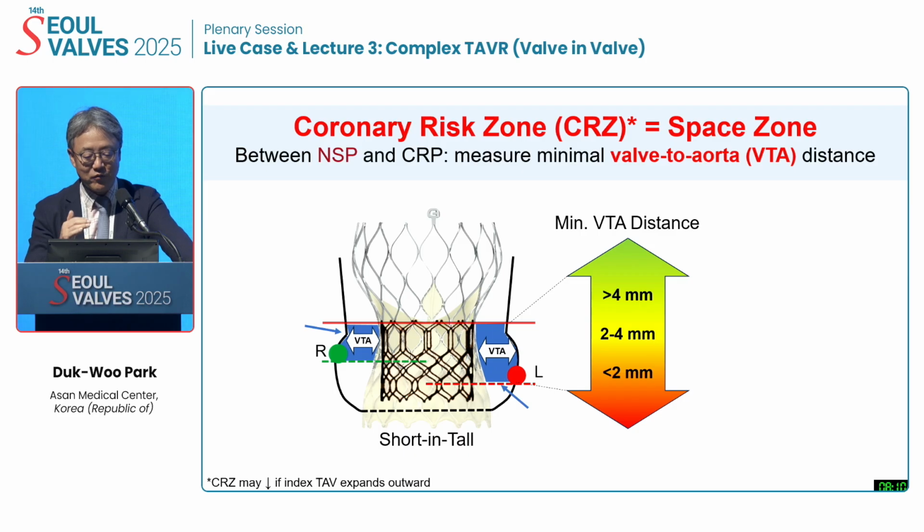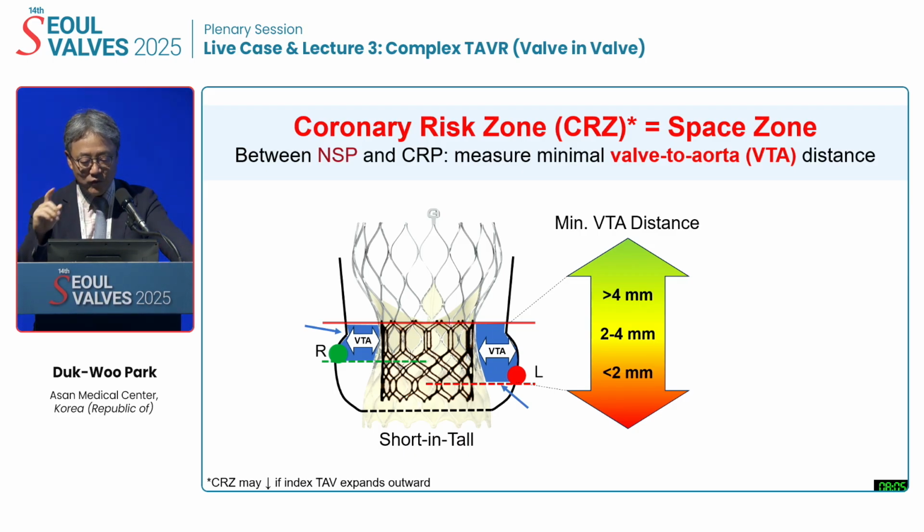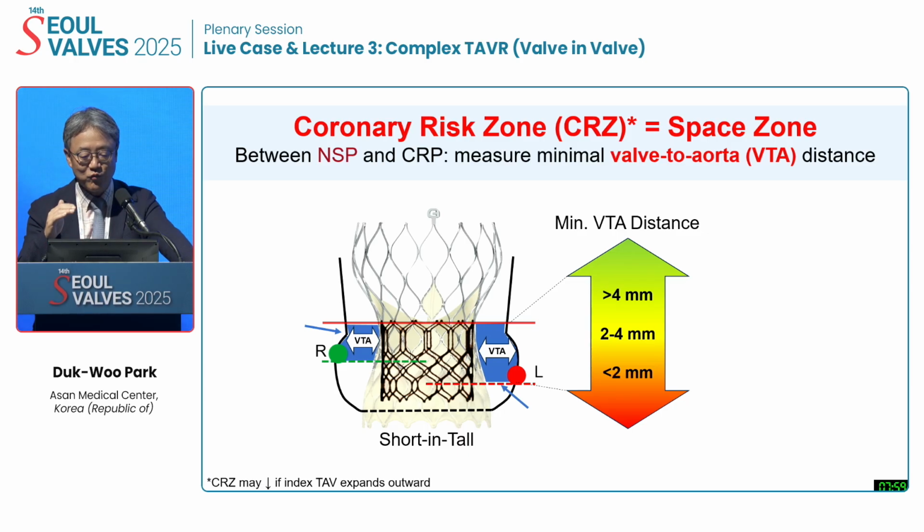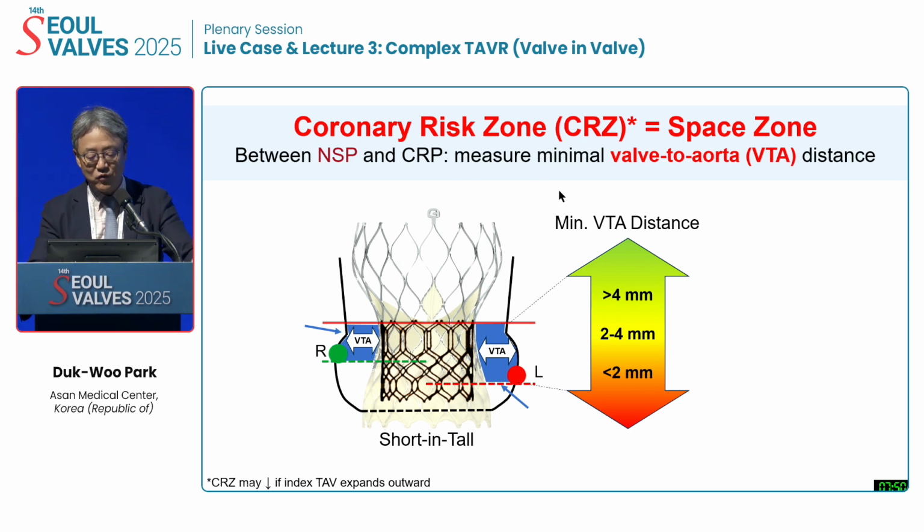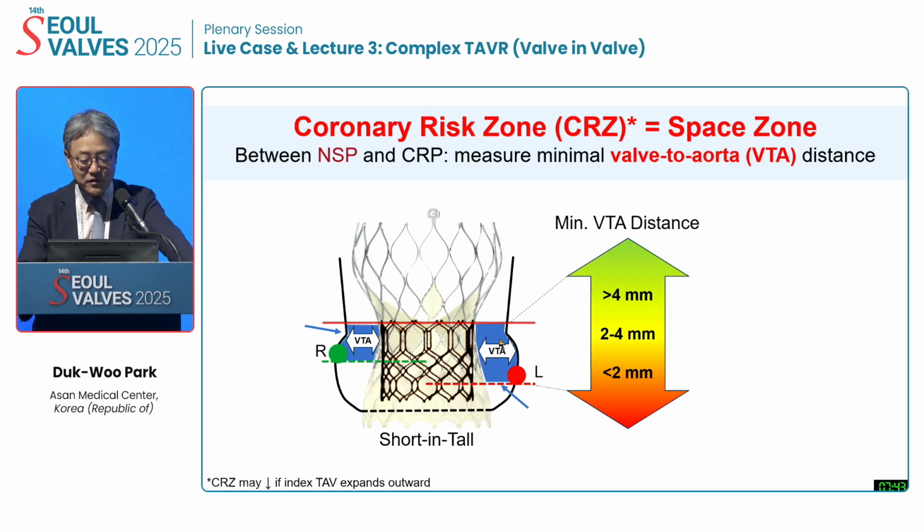Also, as shown in our first live case, the VTC, the virtual valve to aorta distance, is so important. More than 4 is okay. In our live case it seems like 2.3, so there is some space. Although we consider coronary obstruction, that case is okay. So with the VTC, although the valve frame covers the coronary ostium, there is a sufficient VTA. If the coronary risk zone is wide, it doesn't matter, but it is a very narrow case.